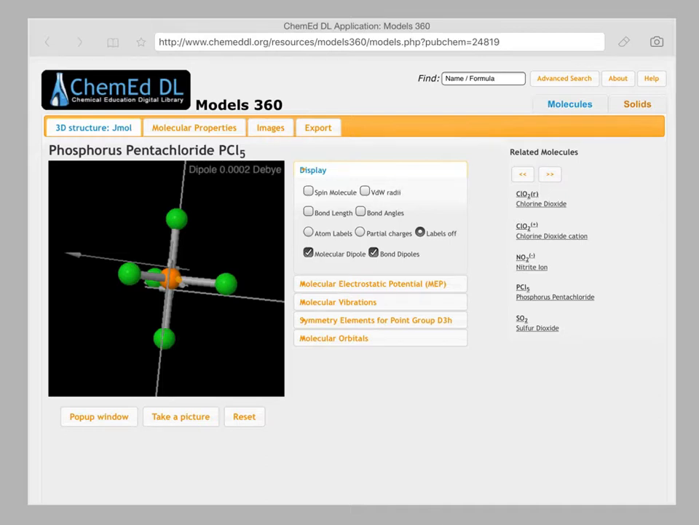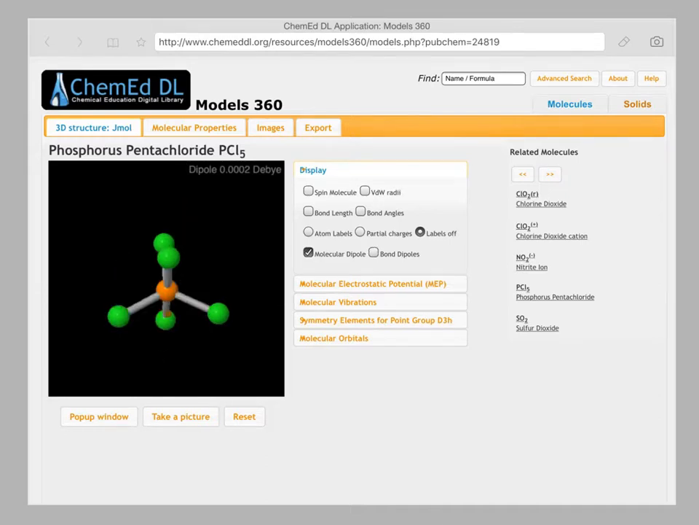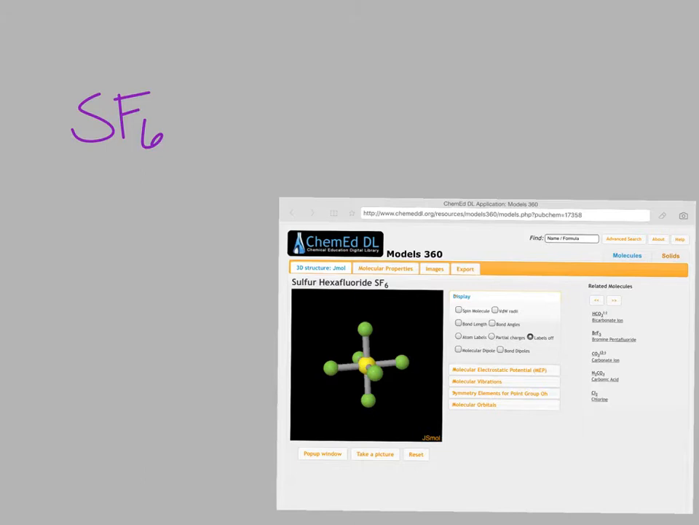So you can see that there's nothing really here, right? Okay, so let's look at the next one. We have SF6. This is sulfur hexafluoride. Sulfur hexafluoride is a pretty cool compound.